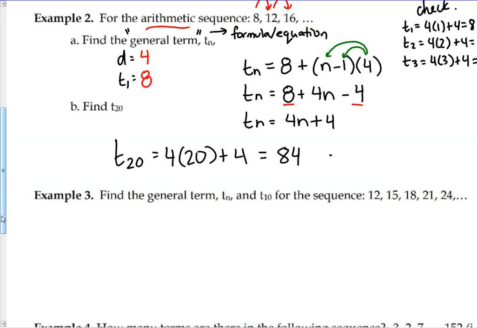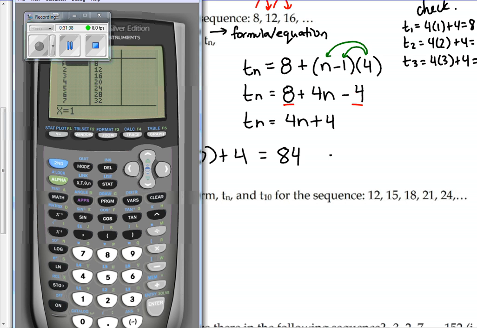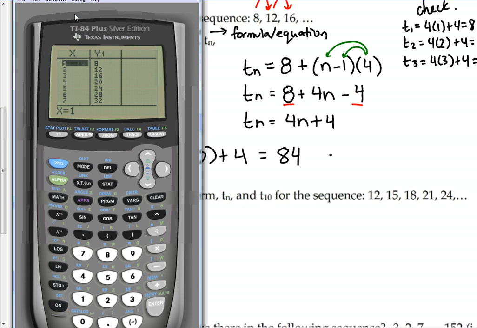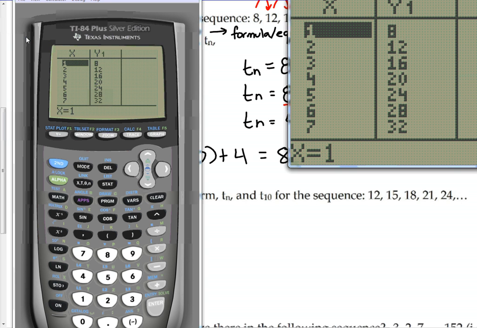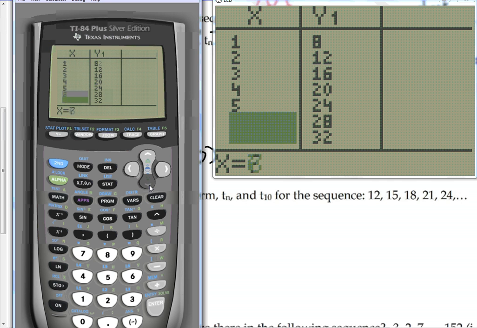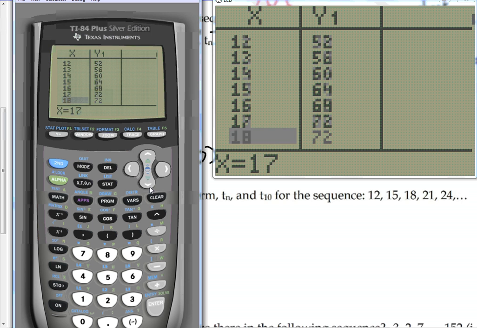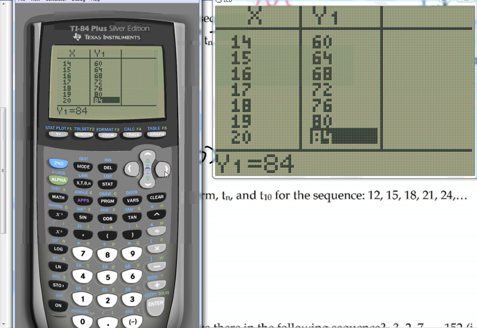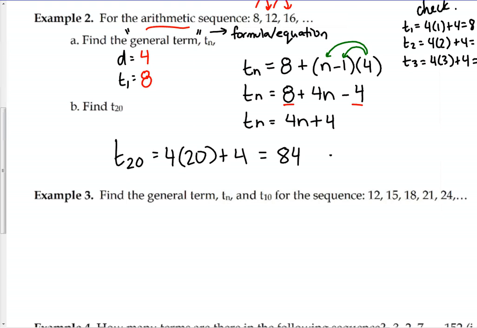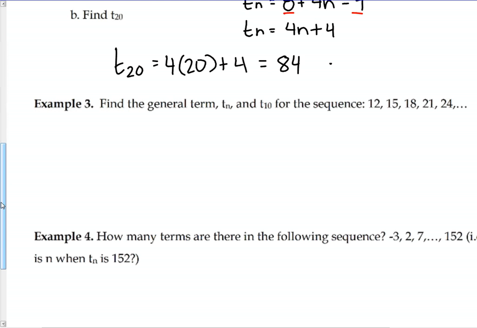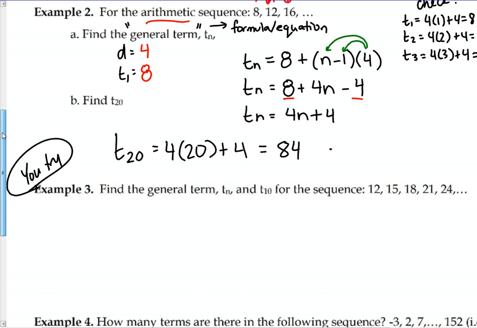Okay. If you used your calculator, you could have also, let's do that. Okay, you could have scrolled down to the 20th term, and there it is, 84. Okay. All right, what I'd like you to do is try number 3. So make the equation. Give it a shot, just like we did above.